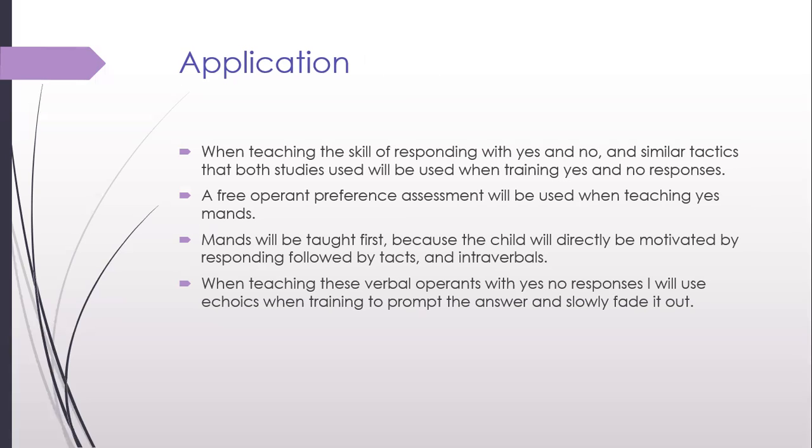One of the studies did a free operant preference assessment when figuring out which preferred items to teach yes, no for. And I will do that because that helps know all of the preferred items that the child will be interested in, in their own environment. The mands will be taught first because it directly relates to the child and motivates the child by responding with that. And then I will follow that by teaching tacts and intraverbals with yes and no.